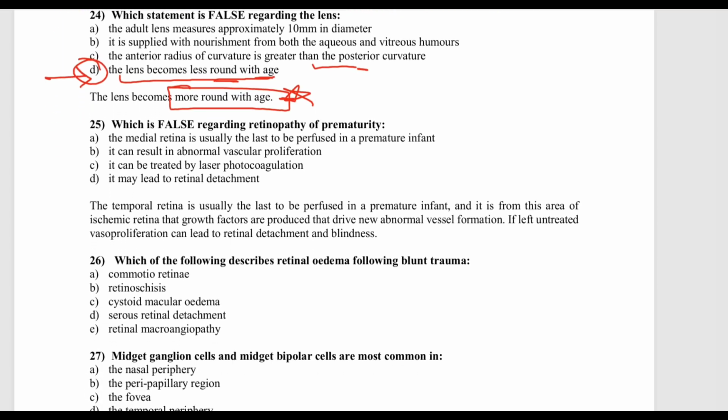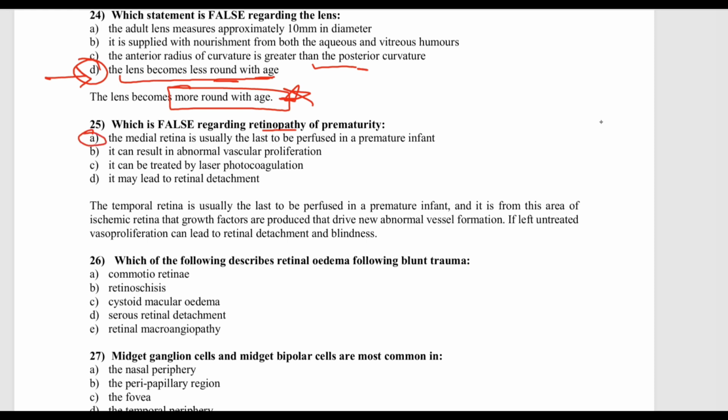Which of the following is false regarding the retinopathy of prematurity? The options are: the medial retina is usually the last to be perfused in the premature infant; it can result in abnormal vascular proliferation; it can be treated by laser photocoagulation; it may lead to retinal detachment. So we have to choose the false statement about retinopathy of prematurity.